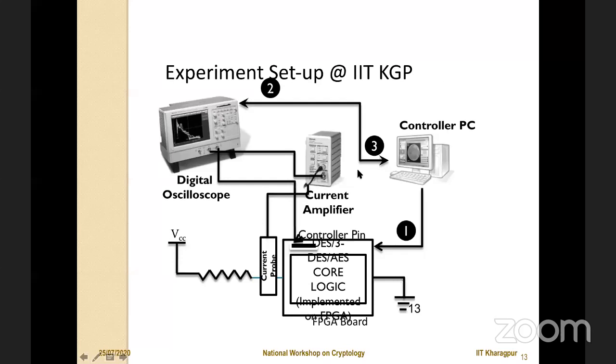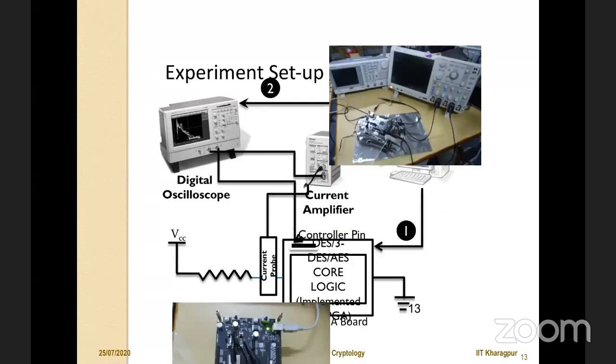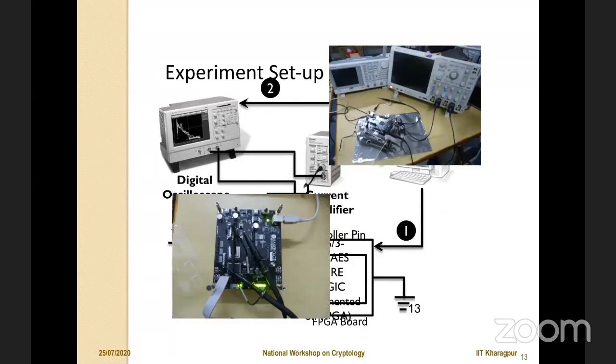This was essentially initiated by a very famous paper by Paul Kocher, published in Crypto in around 1995, 1996. And that essentially set the context of what are called side channel attacks. So these are some snapshots of the real setup here.